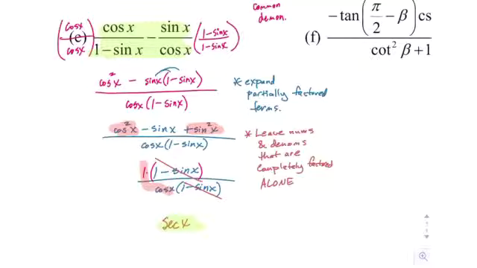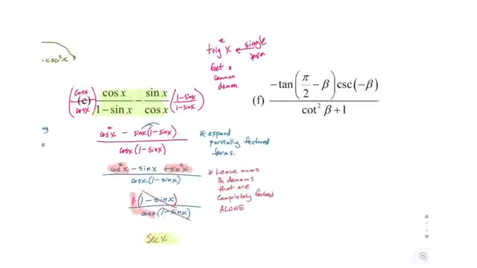Okay, so a couple of strategies there, right? Get a common denominator, expand partially factored terms, and then leave the denominators and numerators that are completely factored alone temporarily. There might be a time later on where you want to expand them.